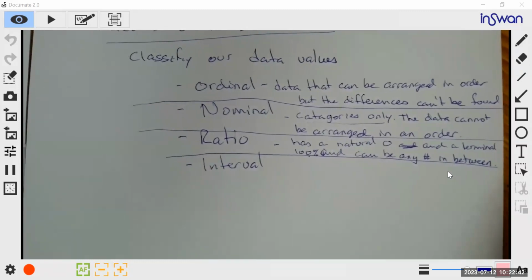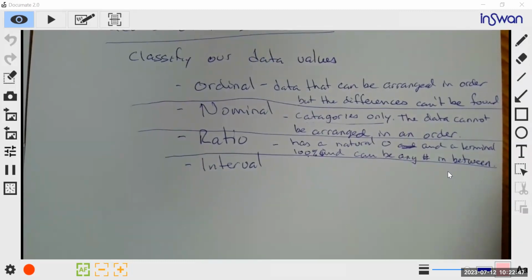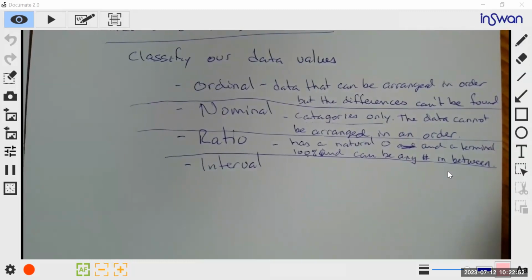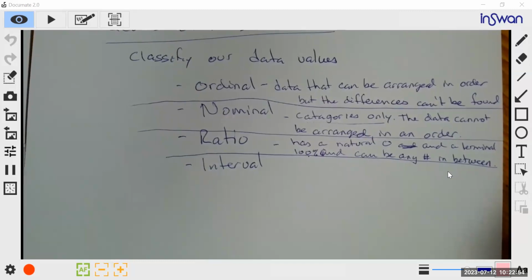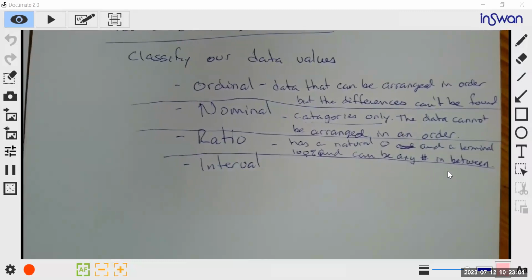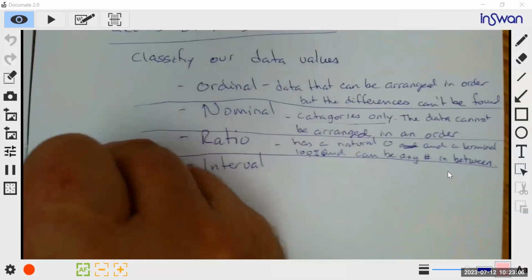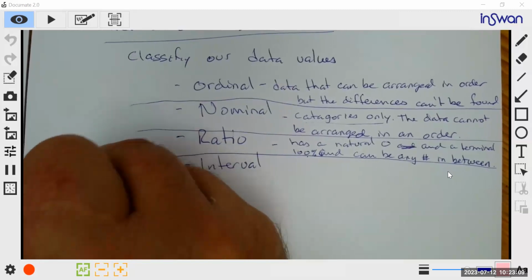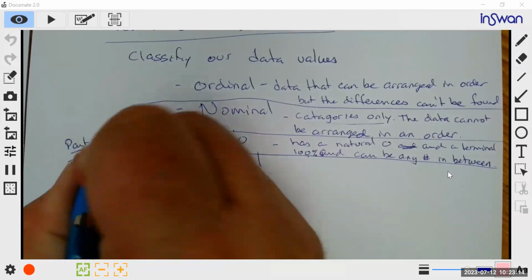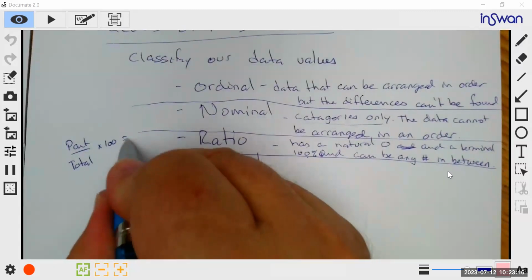Why is that important? You ever hear the expression, I'm 300% positive? Or I'm 1,000% sure. What does that mean? Mathematically, it's impossible. You cannot have more than 100%. Because remember what we talked about yesterday? The formula for percent is part over total, times 100. That equals a percent.